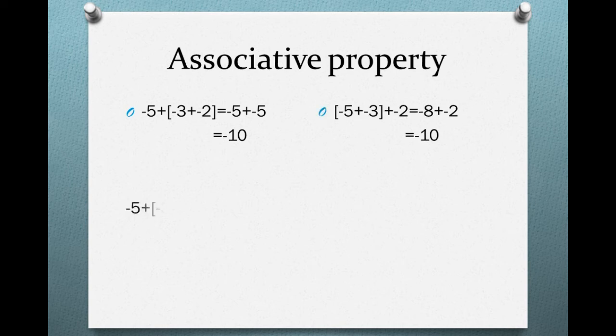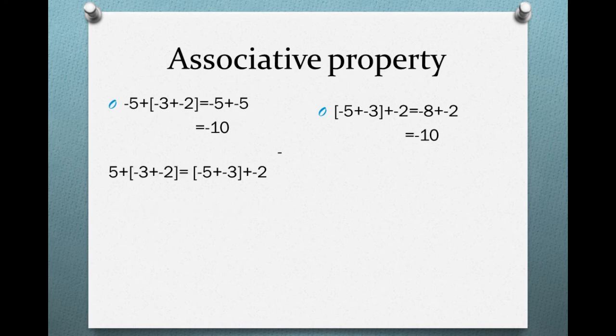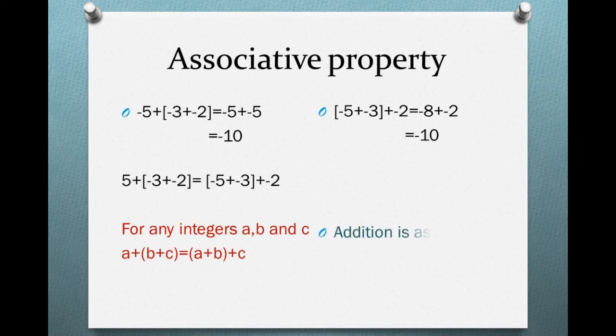So we can say that -5 plus (-3 plus -2) is the same as (-5 plus -3) plus -2. Similarly, we can check the result by taking more examples. We will not find any example for which the sums are different. That is, for any integers a, b and c, we can say that a plus (b plus c) equals (a plus b) plus c. That is, addition is associative for integers.